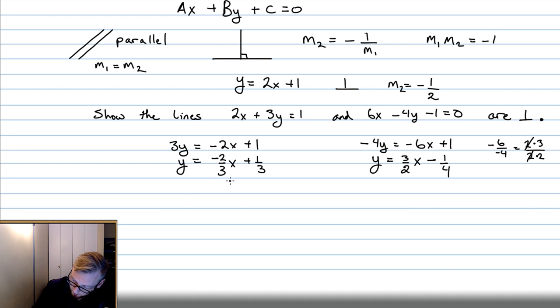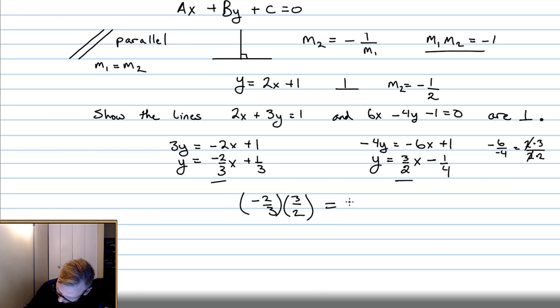And then we need to find out if their slopes are perpendicular. To find if the lines are perpendicular, we can say that m1 times m2 is equal to negative 1. First slope and second slope: negative 2 over 3 times 3 over 2. Now, does this equal negative 1? Well, the 2 cancels out, the 3 cancels out, we get negative 1 equals negative 1. Yes, they are perpendicular.